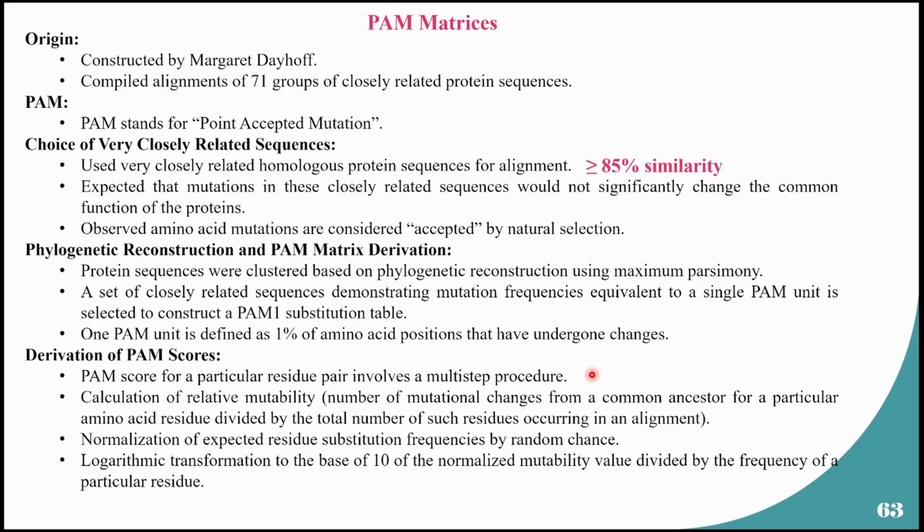So if you multiply PAM1 by PAM1, you get PAM2, right? If you multiply PAM1 with itself a number of times, you get the value of PAM for that particular time. For example, PAM42 will be PAM1 times PAM1 times PAM1, 42 times in total. Okay.